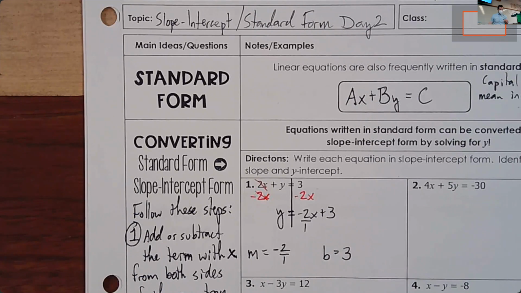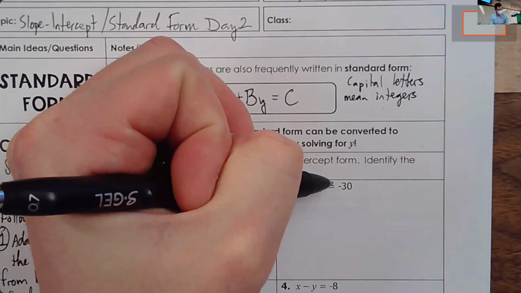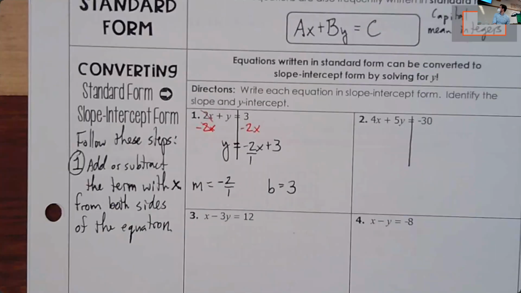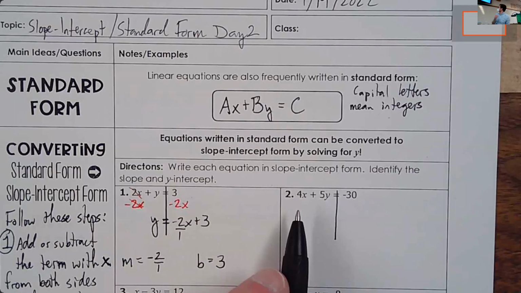So on that problem there, we only needed to do one step to get y by itself. But on the next one, number 2, we're going to have to add that second step to our instructions over on the left. But let's start with the first step here. So number 2, here we go. Start by drawing your line down. And we are going to, step 1, add or subtract the term with x from both sides of the equation. So here's our term with x, it's 4x.